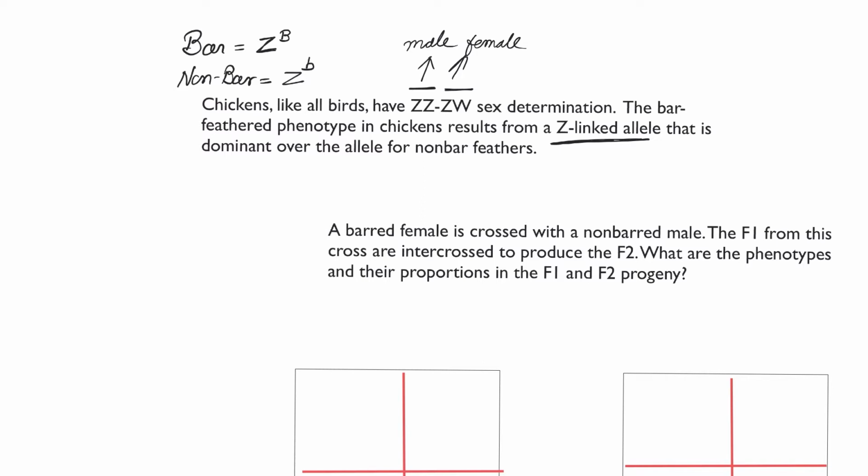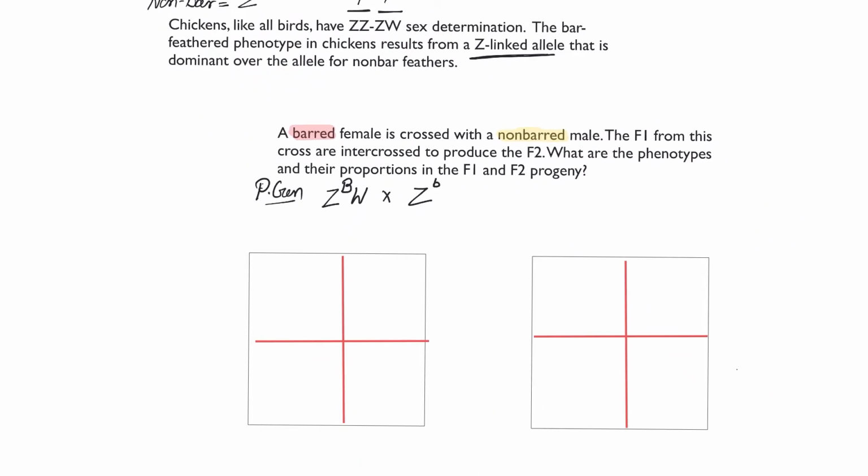Now let's attack the question. The question says, a barred female is crossed with a non-barred male. So let's first write our parents. This is the beginning of our cross. We'll start with the P generation. A barred female, remember females are heterogametic, and since it's barred, the allele should be capital B, so Z big B W, is crossed with a non-barred male. Now because non-bar is recessive, both the copies must be Z small b, Z small b, right?